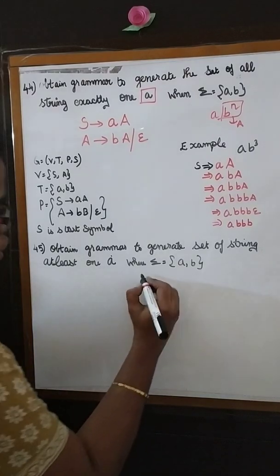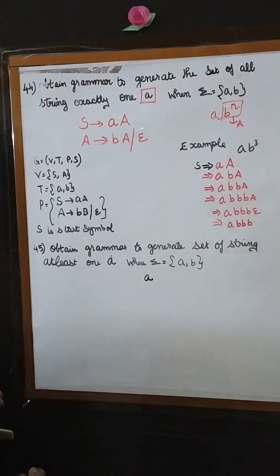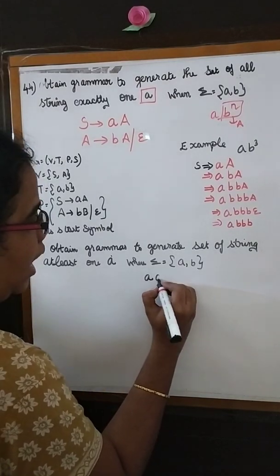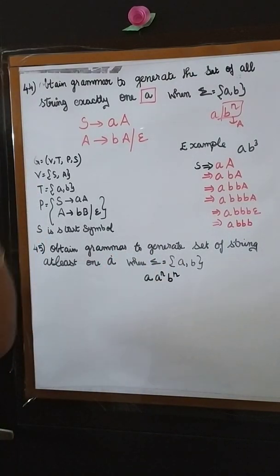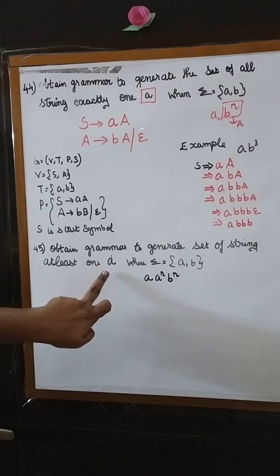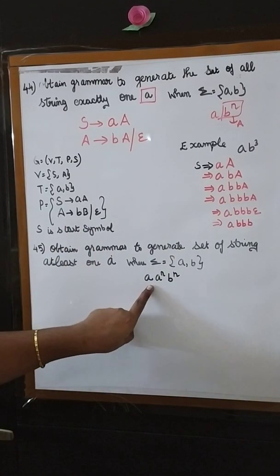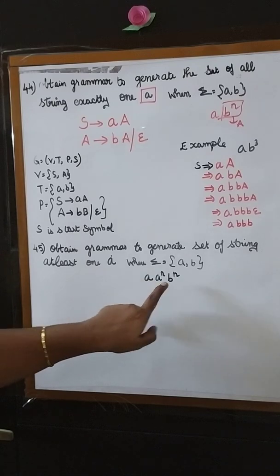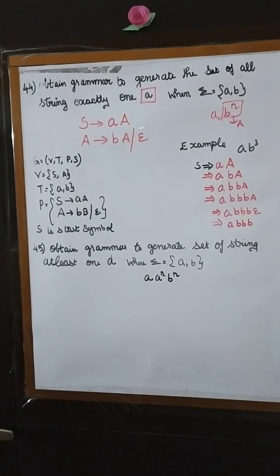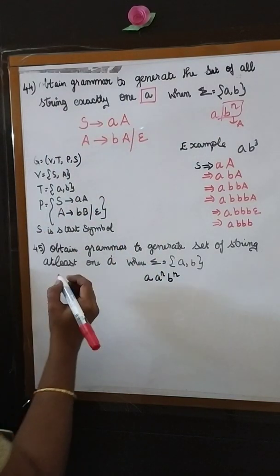So how will it be? You should have a minimum of one a. After that you can have a, it can come for n number of times, and also b can come for n number of times. Girls, is it clear? So they told you that you should have at least one a. So I have written, after that you can have a n number of times and b also n number of times.